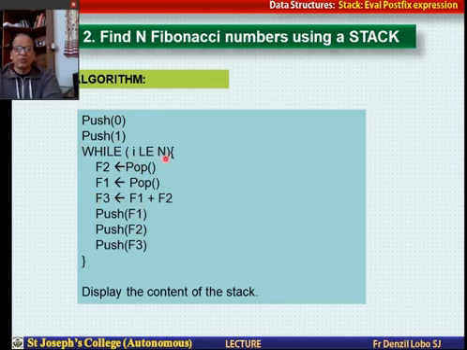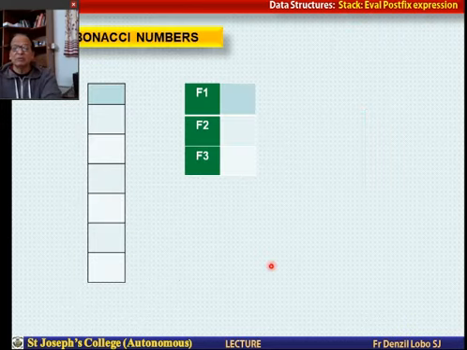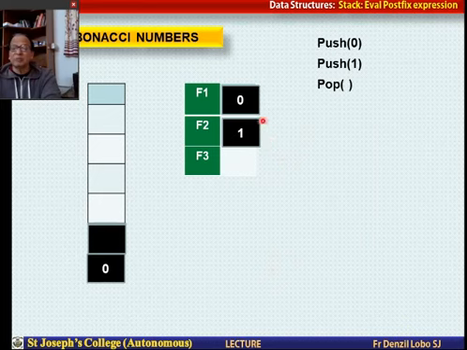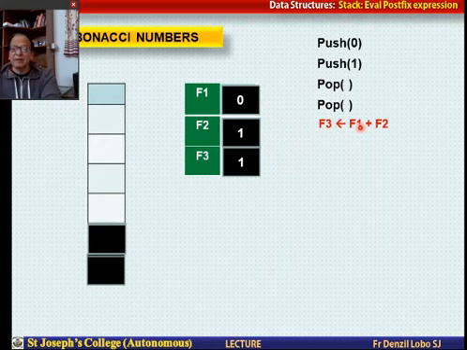So you can go on doing that again and again, and at the end you display the content of the stack, this time from the bottom to the top. So then you will get all the factorials. So here's the demo. First I push 0, then push 1, pushing 1, then I pop 1, pop 0, and these two are popped. Then I add F1 and F2, so I get F3.